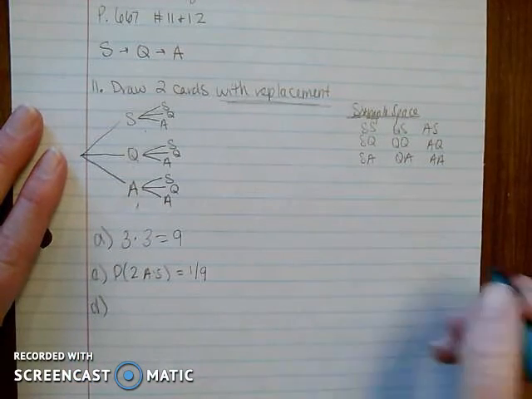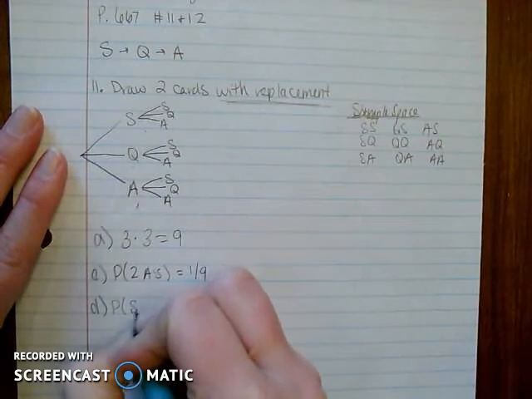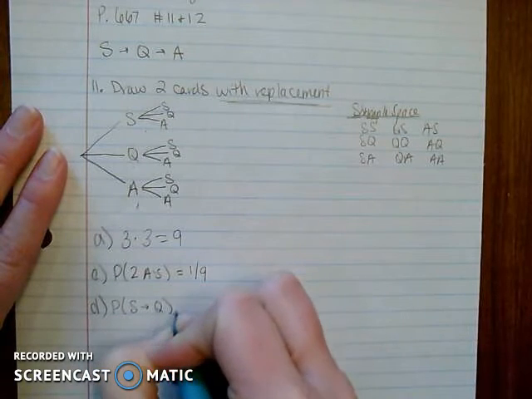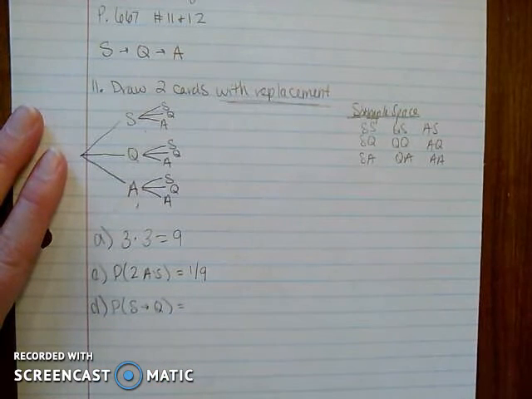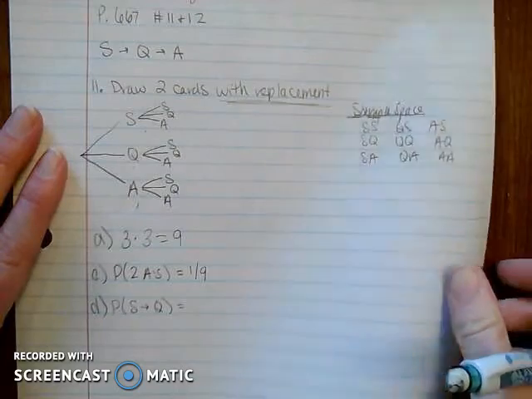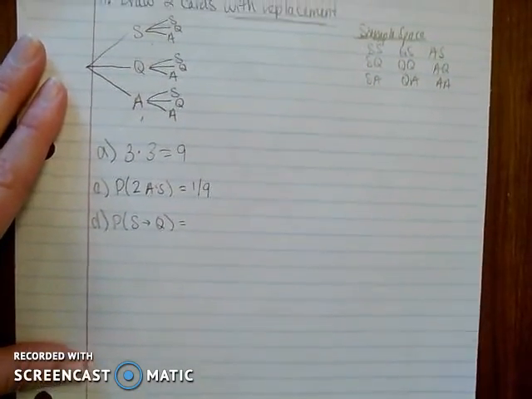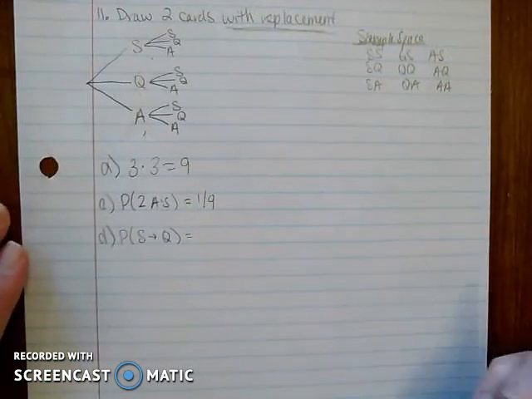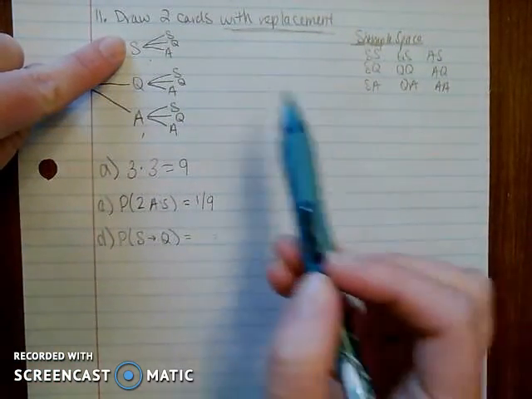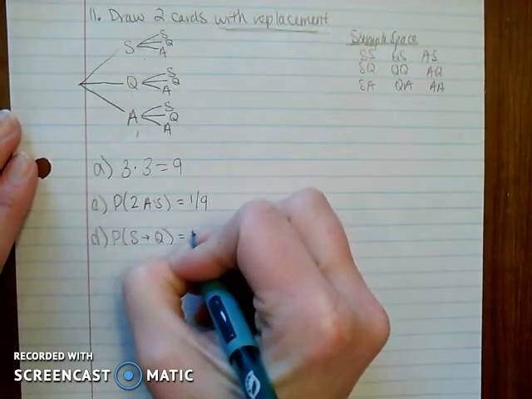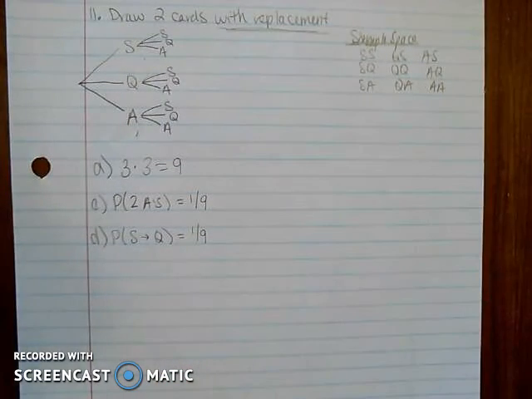Part D wants the probability that you would get a sun, then a question mark in that order. Okay, it says sun, then question mark. It doesn't say sun and question mark. Then we would be looking at any order. But this needs a sun first, so you know you're going to go here, and then a question mark. There's only 1 out of 9.